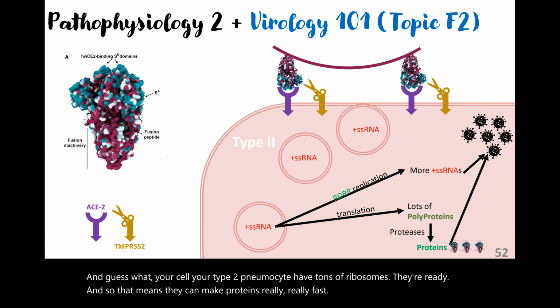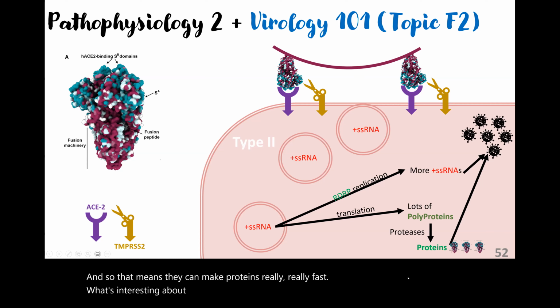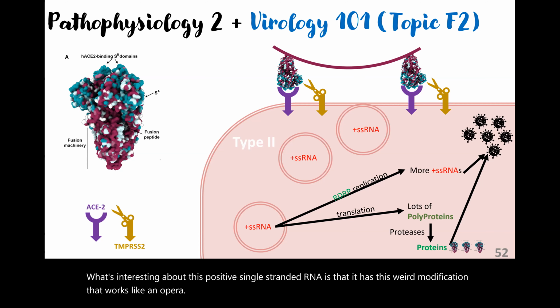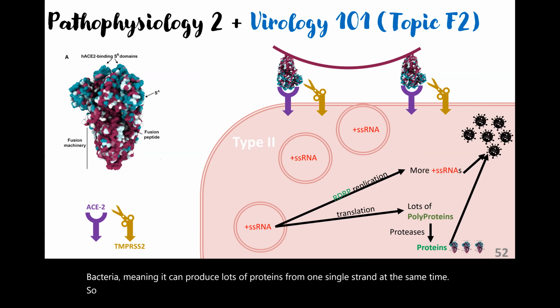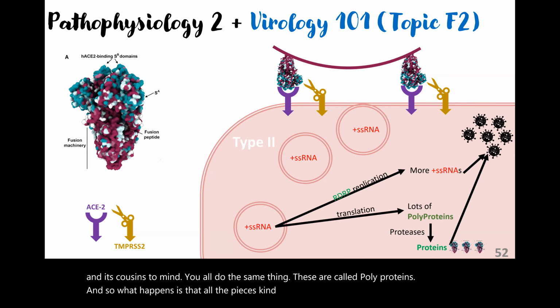Now, what's interesting about this positive single-stranded RNA is that it has this weird modification that works like an operon in bacteria, meaning it can produce lots of proteins from one single strand at the same time. Just like an operon in bacteria, you had one controlling sequence and lots of proteins in the same strand. Well, SARS-CoV-2 and its cousins too, mind you, all do the same thing. These are called polyproteins. And so what happens is that all the pieces are ready to assemble and all happen at the same time.